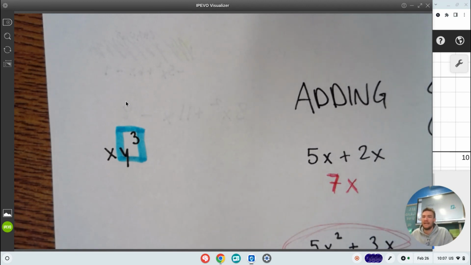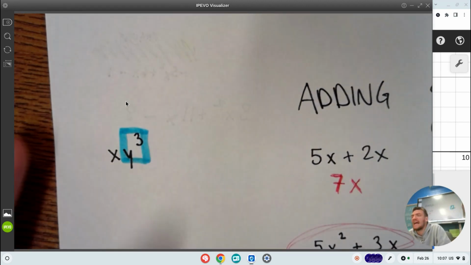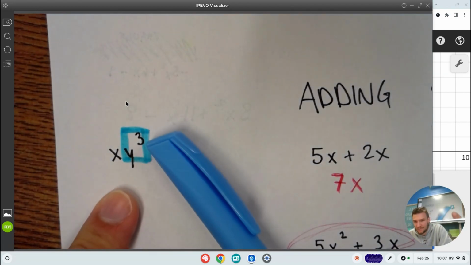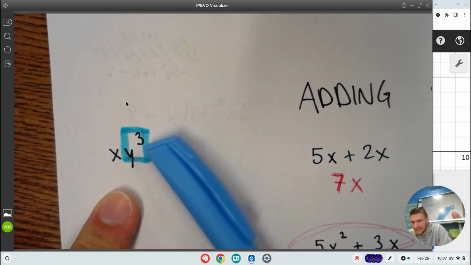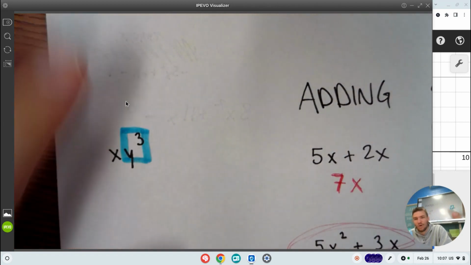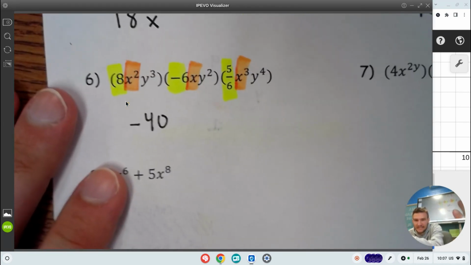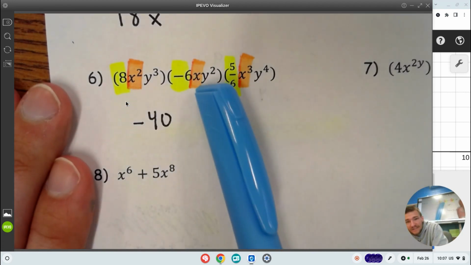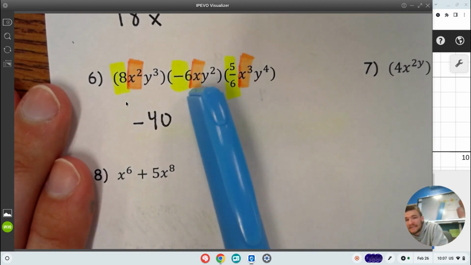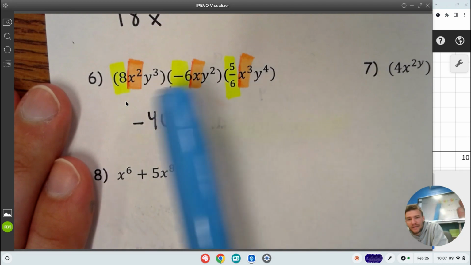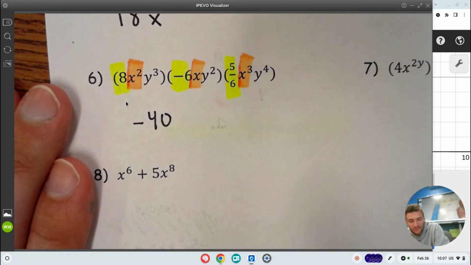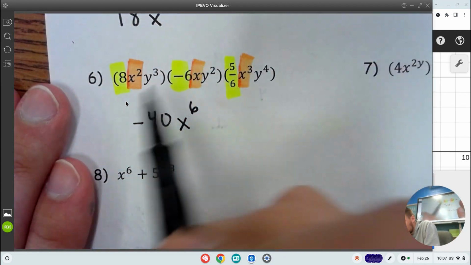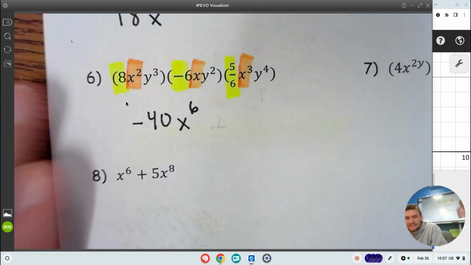Sometimes students, they're like, oh, well, there's a 3. That means everything is a 3. Not really how it works. This 3 is only directly touching the y. So back to question number 6. This is 2 x's. This right here is only 1 single x and 3. So this is 2, 1, 3. That should be 6 total. 2 plus 1 is 3 plus 3 is 6.